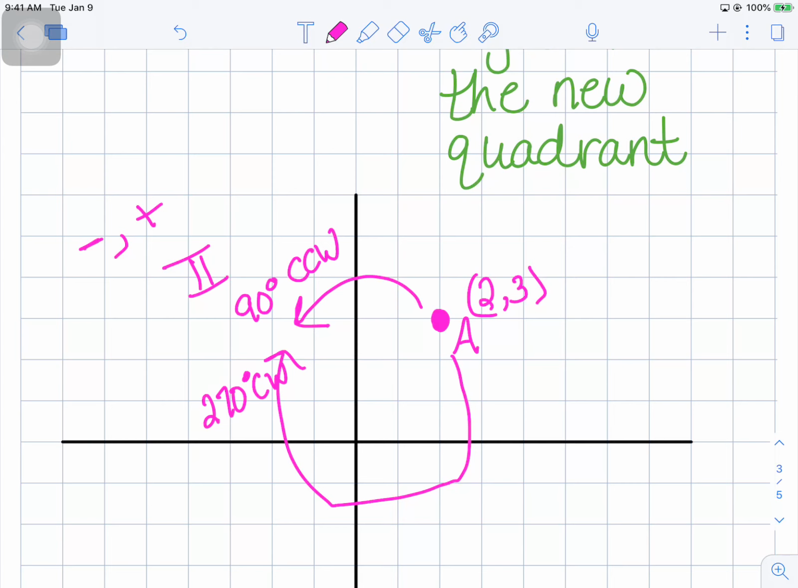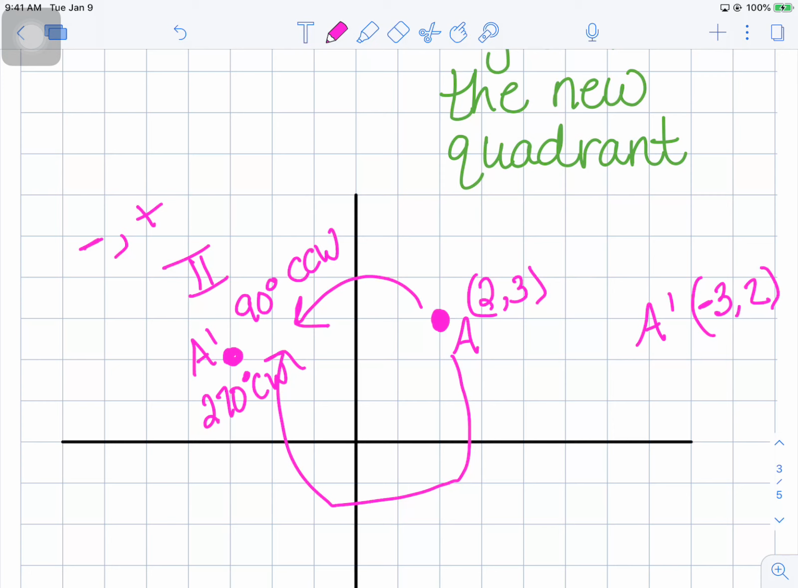So my A prime is going to end up being 3, 2. Now I've got to look and see if my signs match. Well, 3 is positive. Uh-oh, it needs to be negative. So I'm going to put a negative there. So I now know that my A prime is going to be negative 3, 2, and right here is going to be my A prime spot.